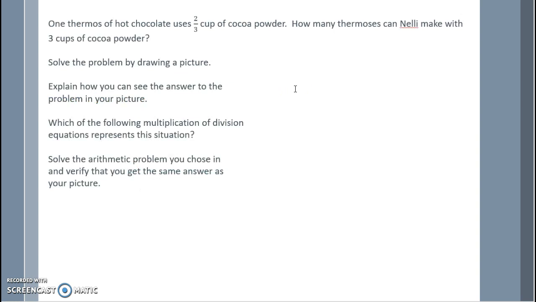1 thermos of hot chocolate uses 2/3 cup of cocoa powder. How many thermoses can Nellie make with 3 cups of cocoa powder? Solve the problem by drawing a picture. Explain how you can see the answer to the problem in your picture, and which of the following multiplication or division equations represents this situation. Solve the arithmetic problem you choose and verify that you get the same answer as your picture.